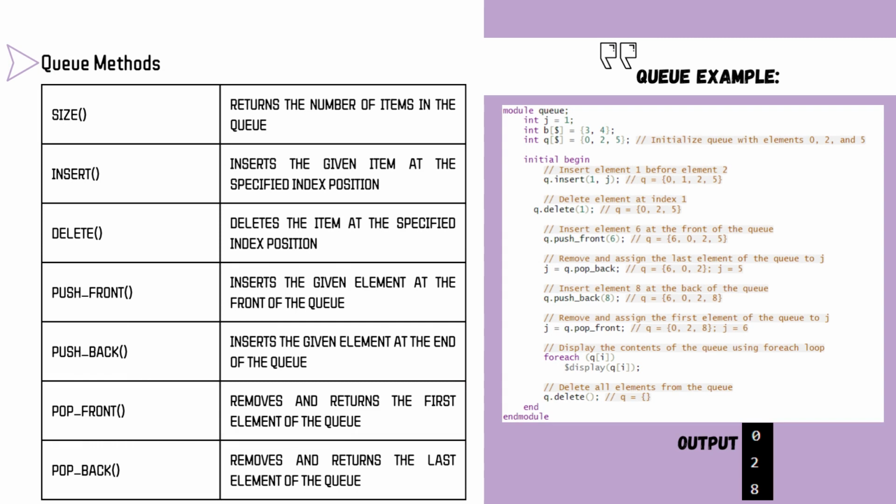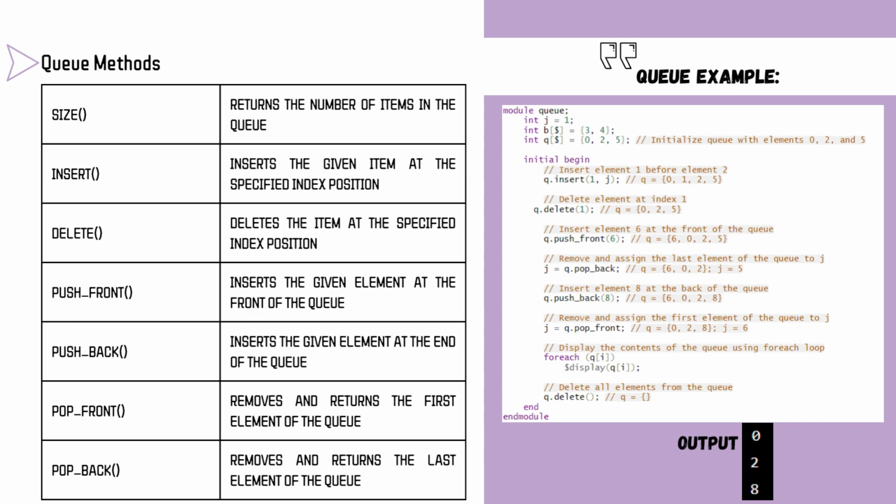One of the most basic methods is size. This returns the number of items currently in the queue. Another important method is insert. This allows you to insert an item into the queue at a specific index position. You provide the index position and the item you want to insert. This is useful when you need to insert an item in the middle of the queue instead of at the beginning or end. Delete is another method that you can use to remove an item from the queue. You provide the index position of the item you want to delete.